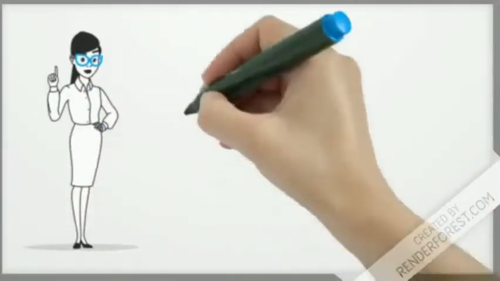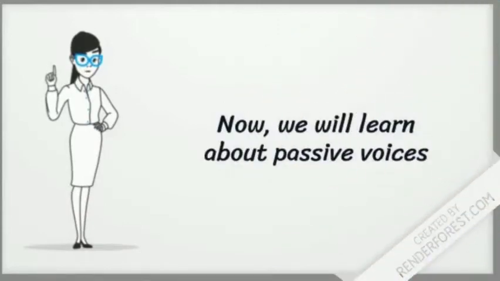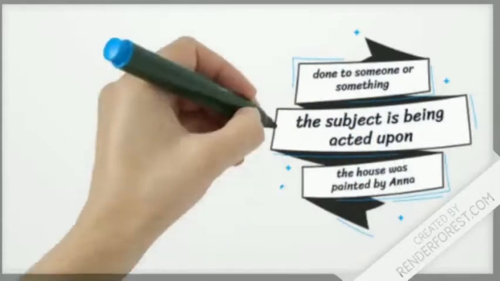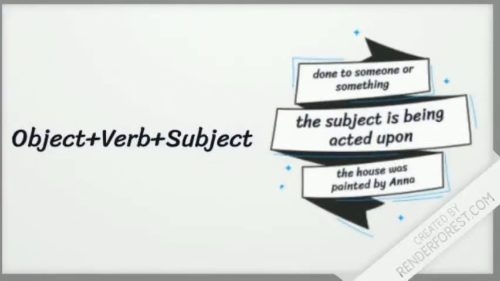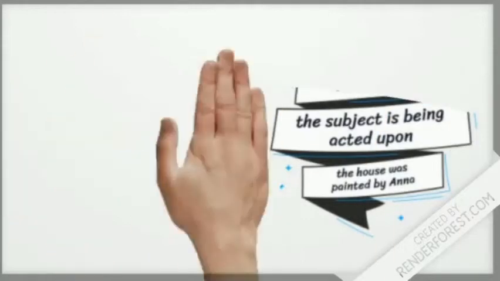Now, let's change to passive voice. Passive voice sentences tell us what is done to someone or something. It is the subject that is being acted upon. The sentence structure is really clear. It is object plus verb plus subject. Example, the house was painted by Anna. The house being the object, the verb being painted, and the subject being Anna.